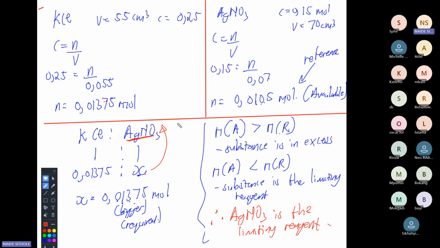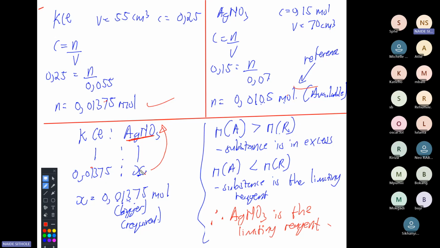So don't confuse step number 2. A lot of people get confused when they get here. Make sure that you know what you are doing here. Calculate the number of moles for both, yes, but when it comes to making one of them the reference, you must know what you apply.